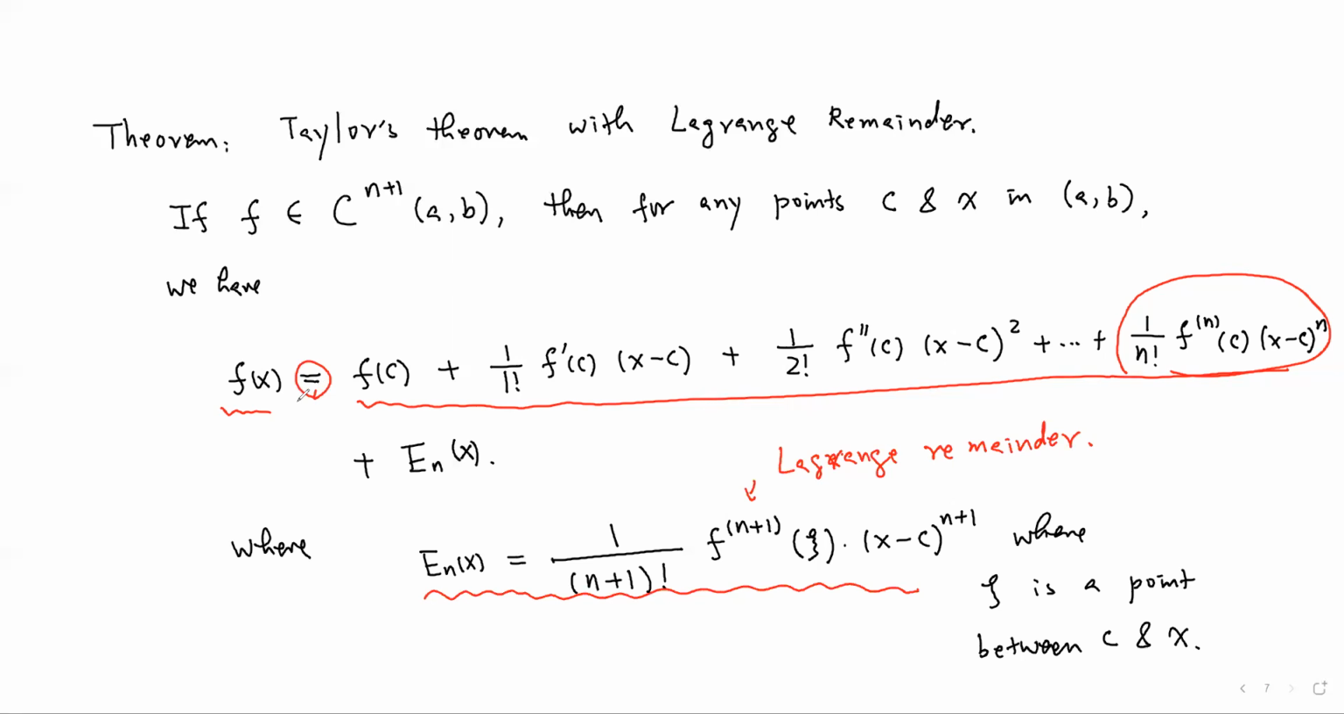Also, let me give a term for the polynomial. This polynomial is called the Taylor series. Just a term, okay? Now let me show you one example about this formula.